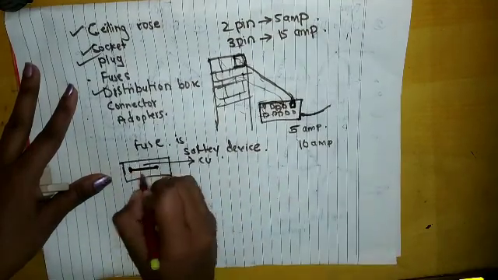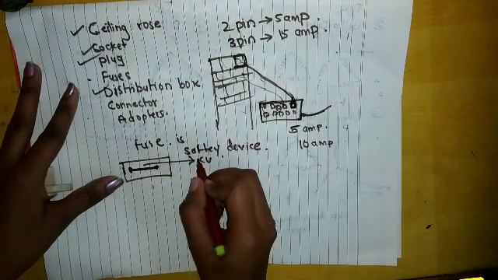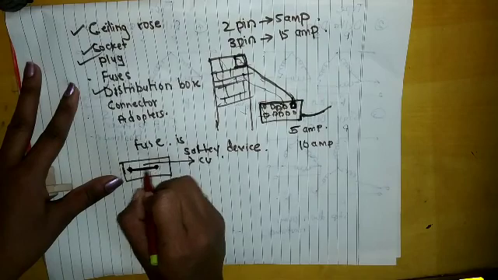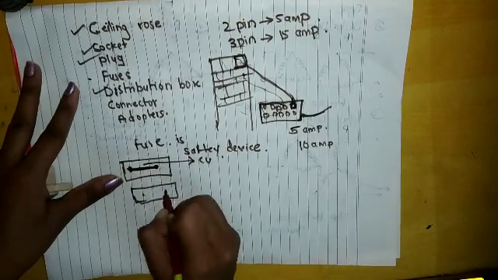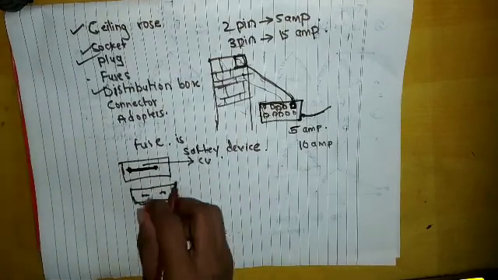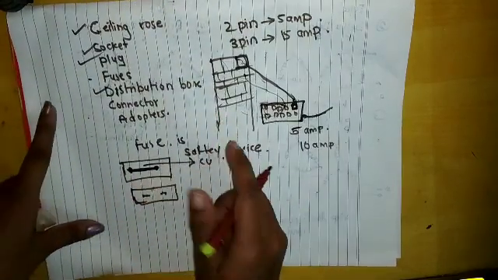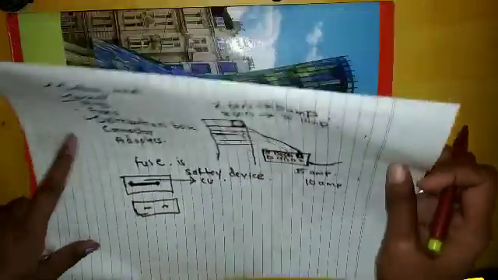So what does this fuse do? Whenever there is more current flowing than the rated current, this fuse element will melt, right? It will melt. Then what will happen? Due to this melting, our circuit will become an open circuit, right? So there will be no current flowing forward. So this is how a fuse helps.